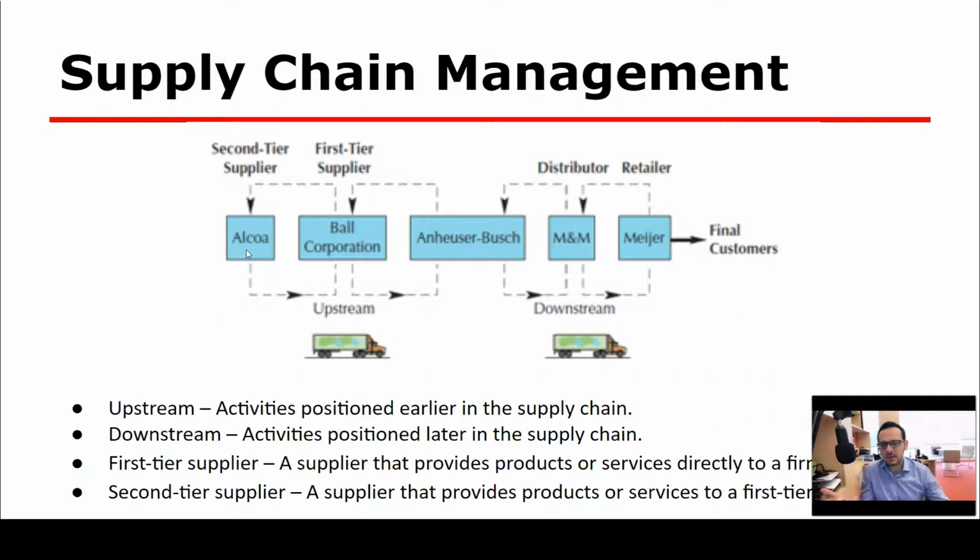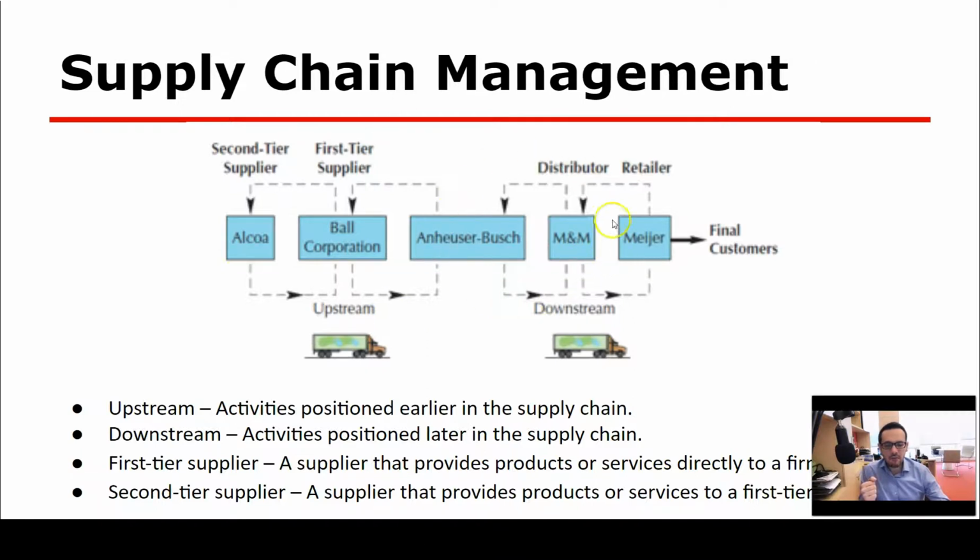It really depends. Maybe Ball Corporation doesn't want Anheuser-Busch to know about Alcoa. Because if Anheuser-Busch knows about Alcoa, they might know the prices of raw material, and then they can ask Ball Corporation to give some discount when the prices for aluminium are going down in the industry. But it could be the other way around actually. So this is a really complex relationship. And this we call upstream.